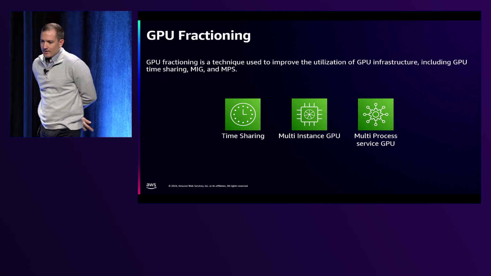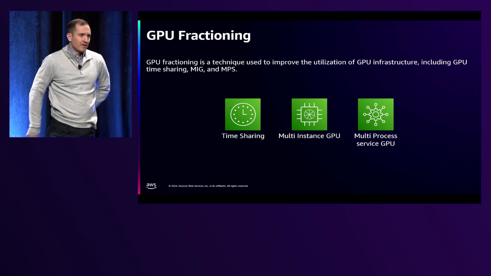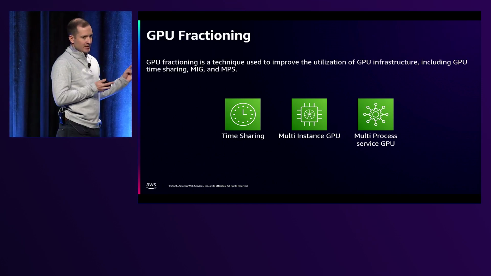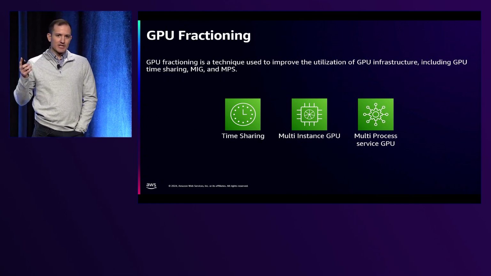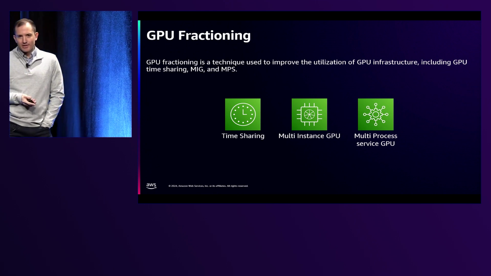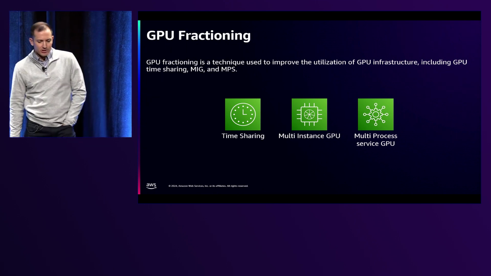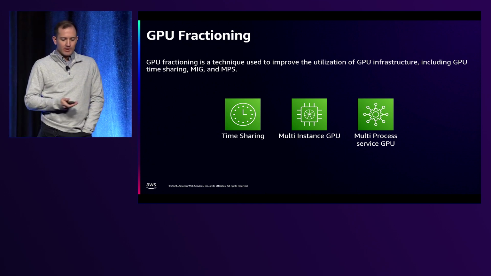So the next layer is multi-instance GPU, or MIG. This is physically dividing a GPU into smaller fractions, but with physical isolation. So it's taking the ability to create up to 7 GPUs from a single GPU, and then multi-process service GPU after that.